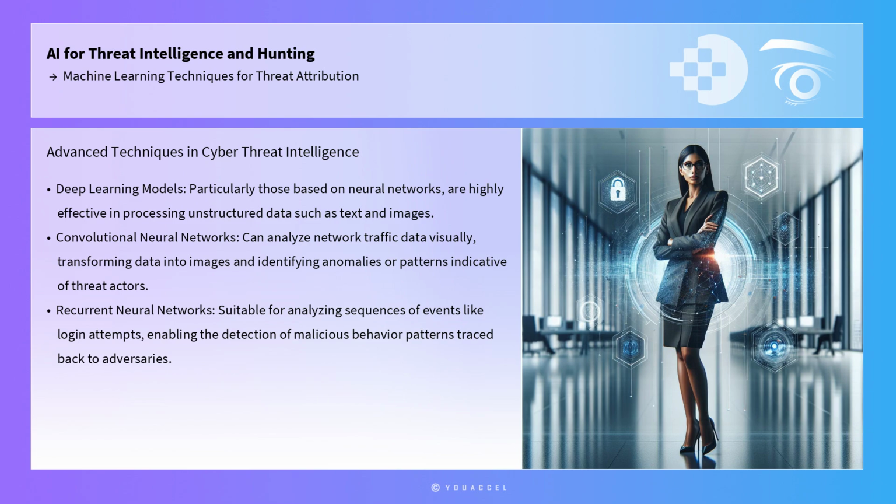Another advanced technique in this domain is the use of deep learning models, particularly those based on neural networks. These models are highly effective in processing unstructured data, such as text and images, which are often encountered in cyber threat intelligence. Convolutional neural networks can be used to analyze network traffic data visually, transforming the data into images and identifying anomalies or patterns indicative of specific threat actors. Similarly, recurrent neural networks are suitable for analyzing sequences of events, such as login attempts or command sequences, enabling the detection of malicious behavior patterns that can be traced back to particular adversaries.